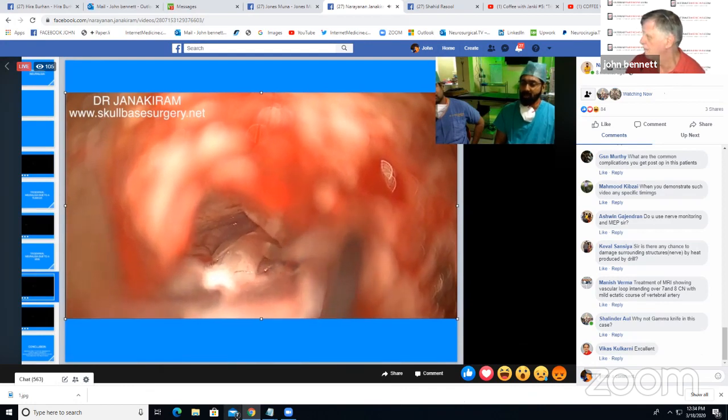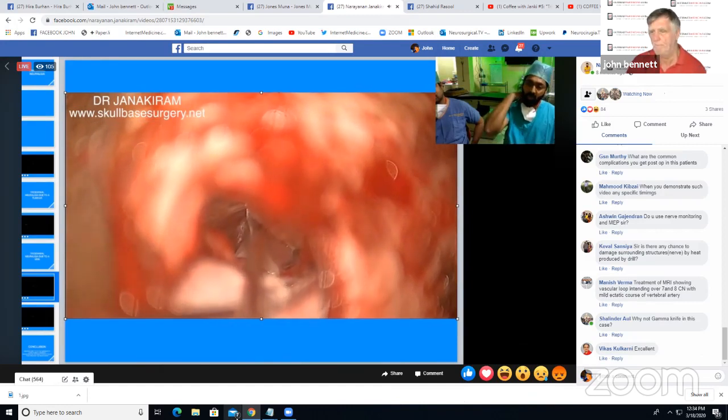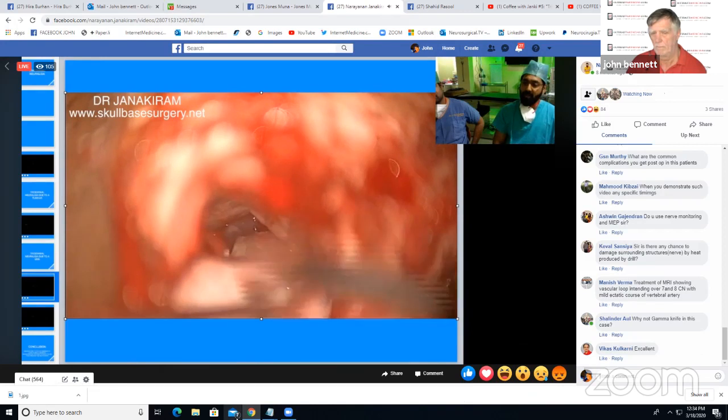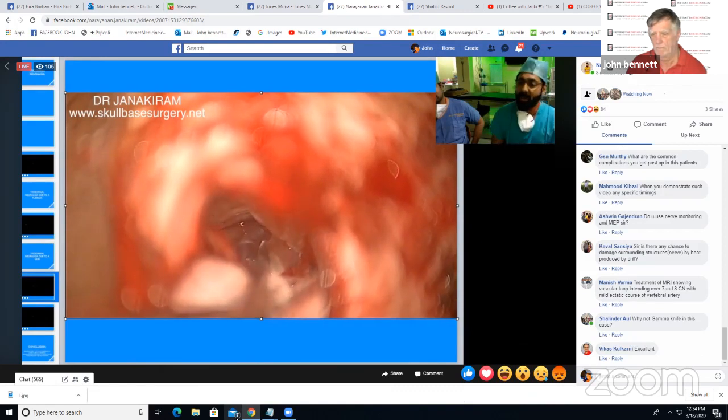That is the sensory root. You have the sensory and the motor roots of the trigeminal nerve. For those who are doing this very regularly, you will definitely see the vein now. See the vein very, very clearly seen there.